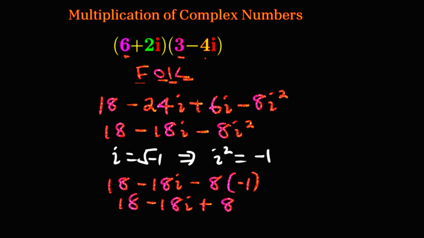So we collect like terms, we have 18 plus 8, which is just 26, then minus 18i.